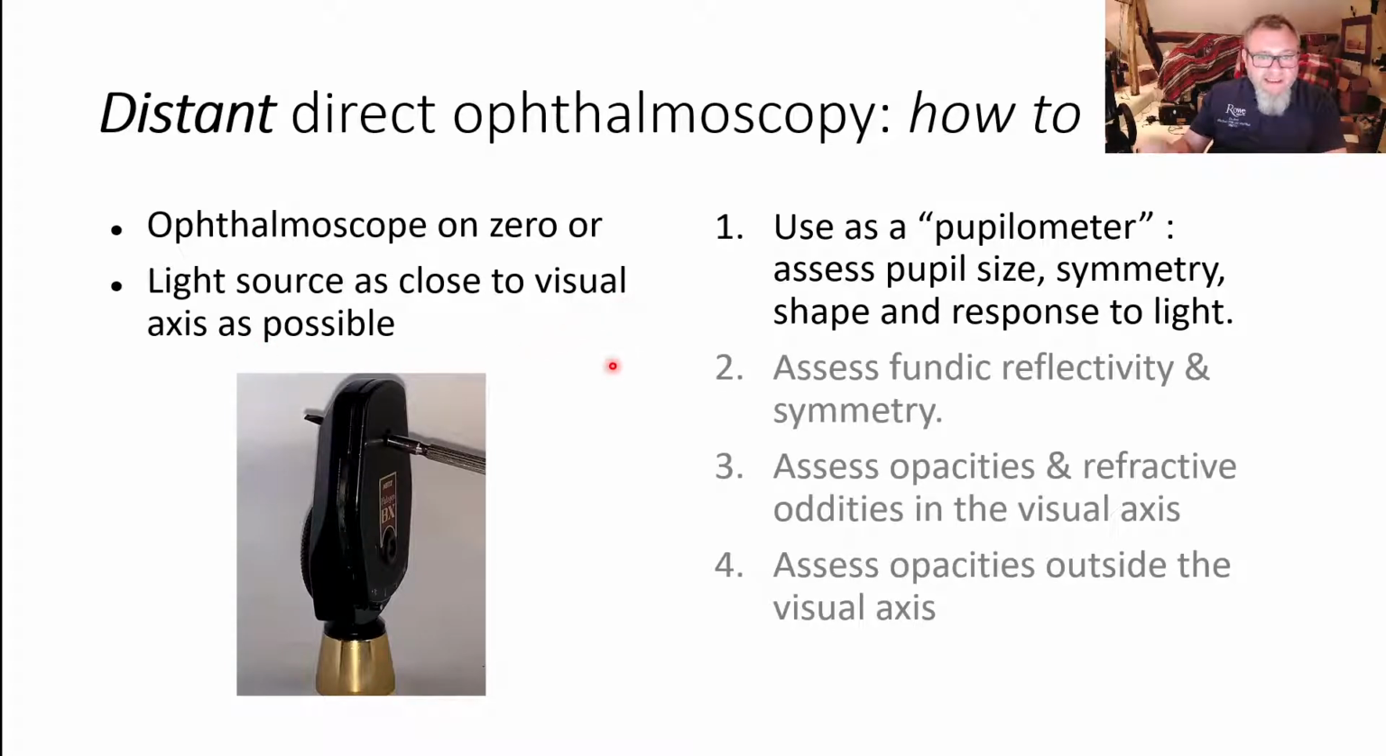Once we've got our light getting really close to our visual axis, either through our ophthalmoscope or holding a light next to our eyes, we can start to go through a series of tests. The first thing we're going to do is use the ophthalmoscope as a pupilometer, to measure the pupil size and symmetry, shape and response to light. And then we're going to think about how reflective the fundus is and whether that's symmetrical, and then look for opacities and refractive oddities in the visual axis. And then at the end, we're going to think about opacities outside the visual axis.